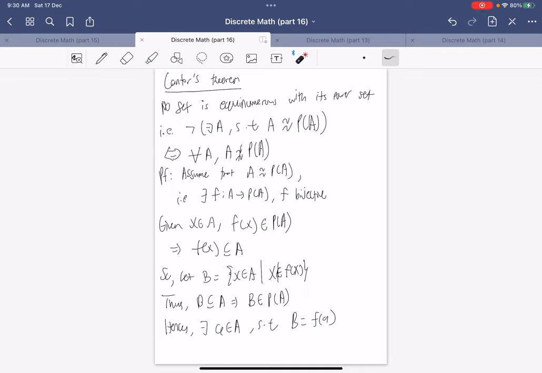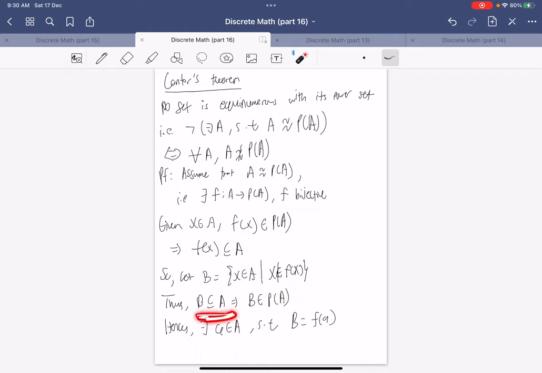And then we know that for any a in A, f(a) must then be an element of P(A). This means that f(a) is a subset of A. And so you can ask the question: let B equal the set of elements in A that are not an element of f(a). So you can just take the elements in A that are not within their own f(a).